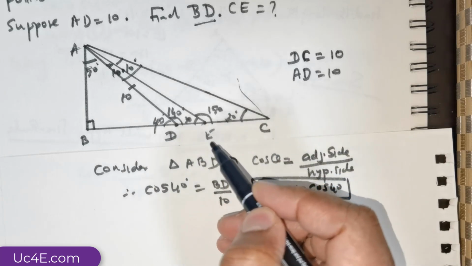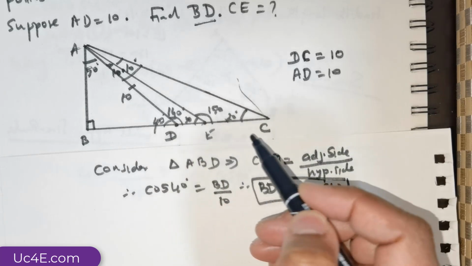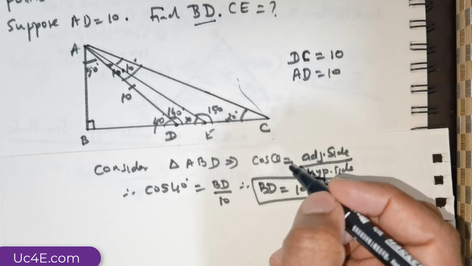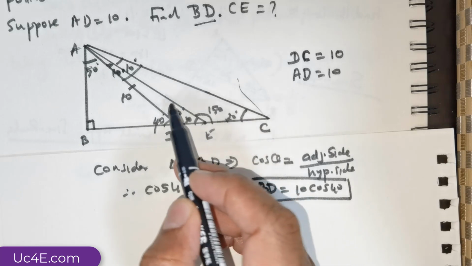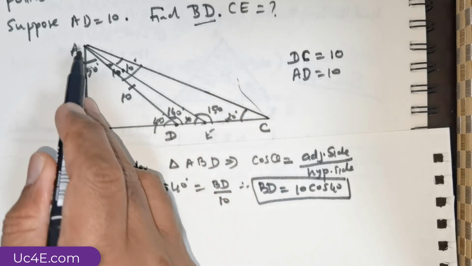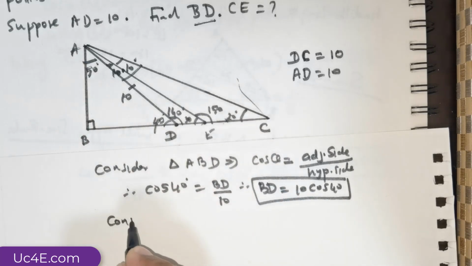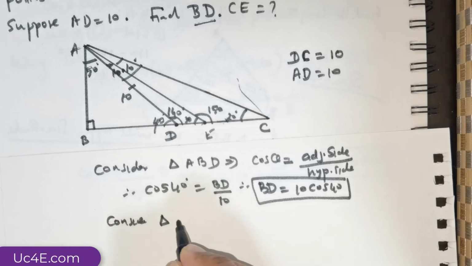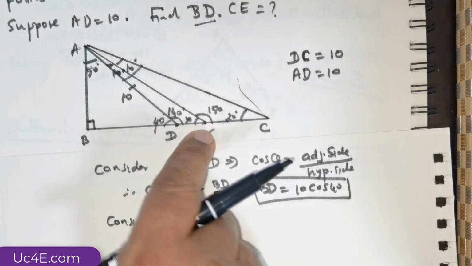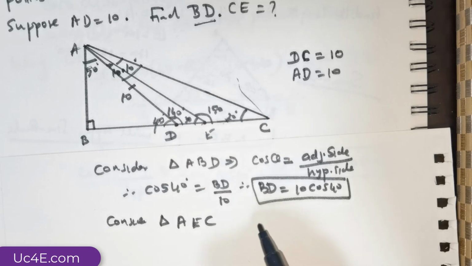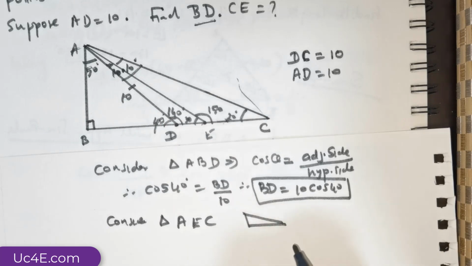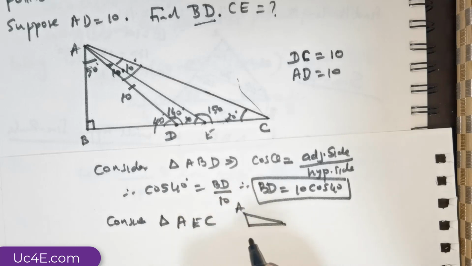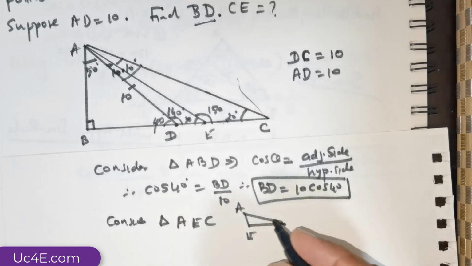Now clearly I can apply one of the rules which we have studied. What is that? We will just apply the sine rule. So let me write that down here. Consider triangle AEC. Now what does the triangle AEC look like? This is A, this is E and this is C.